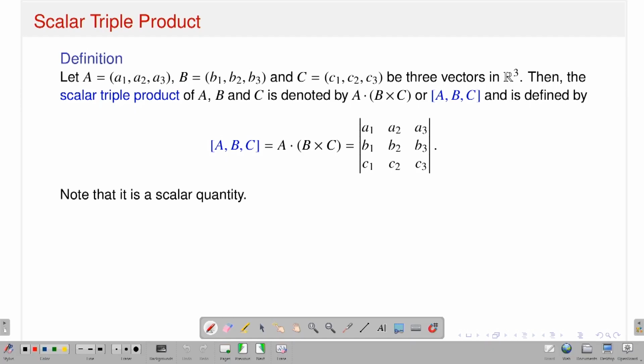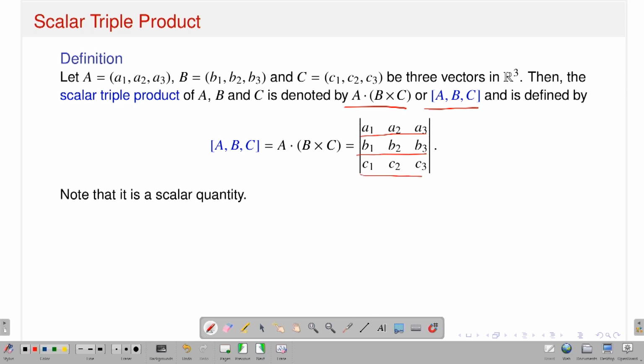Let capital A, capital B, capital C be three vectors in R3. Then the scalar triple product of A, B and C is denoted by A dot B cross C, or it is denoted with square parentheses with A, B, C inside, and it is defined by a determinant of a 3 by 3 matrix. First row is the components of the A vector, second row is the components of the B vector, third row is the components of the C vector.